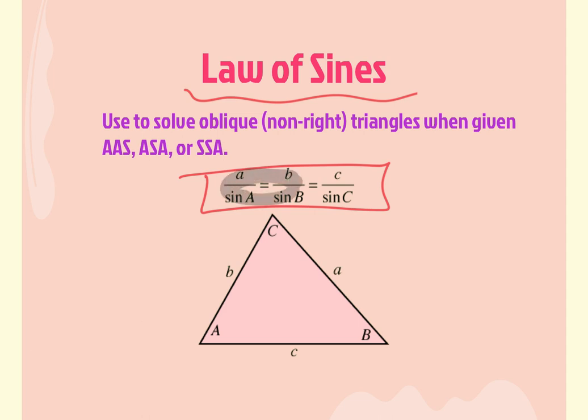So I can use a and b together. I would be missing one of those things, so I would cross multiply and divide. I can group b and c together. Again, I'd have 3 of those 4 things, and I'd cross multiply and divide. Or I can group a and c together and say a over sine of A equals c over sine of C.